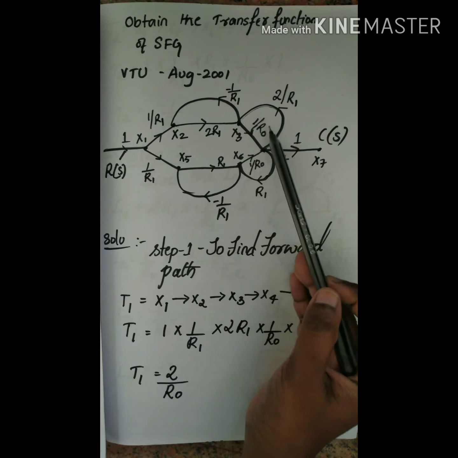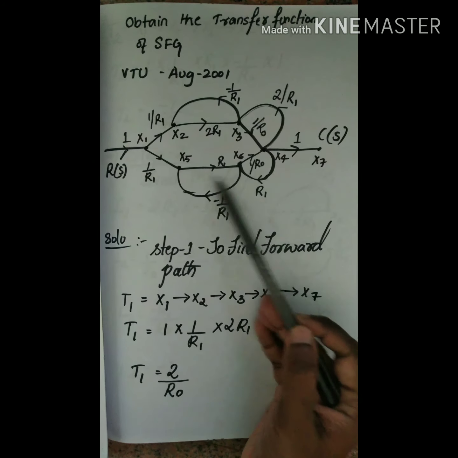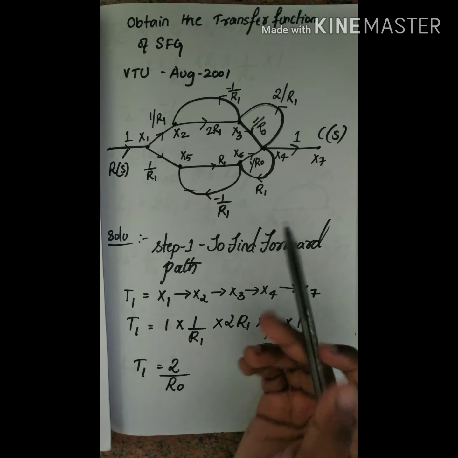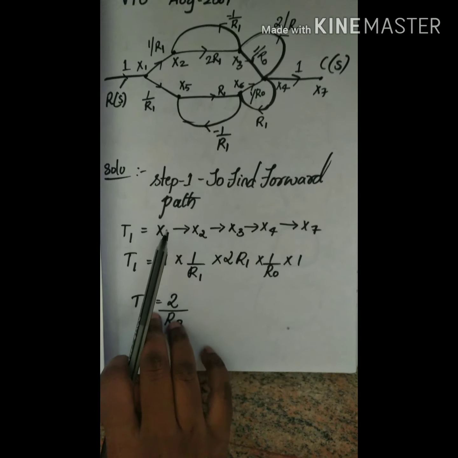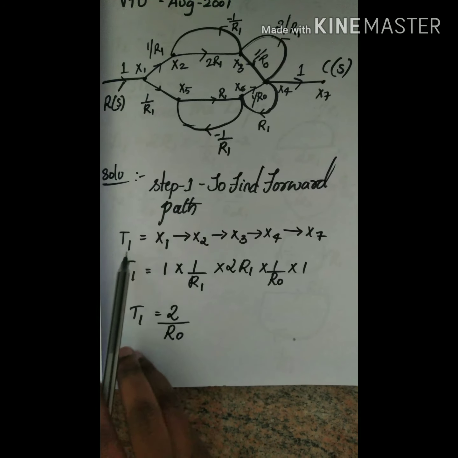This is a loop. This is another loop. This is another loop. This is another loop. Wherein the first step is to find the forward path. As I've written here, let me consider T1 is the first forward path.